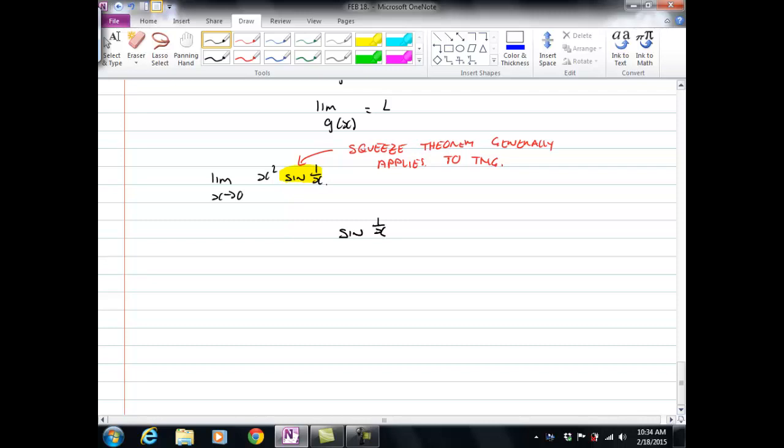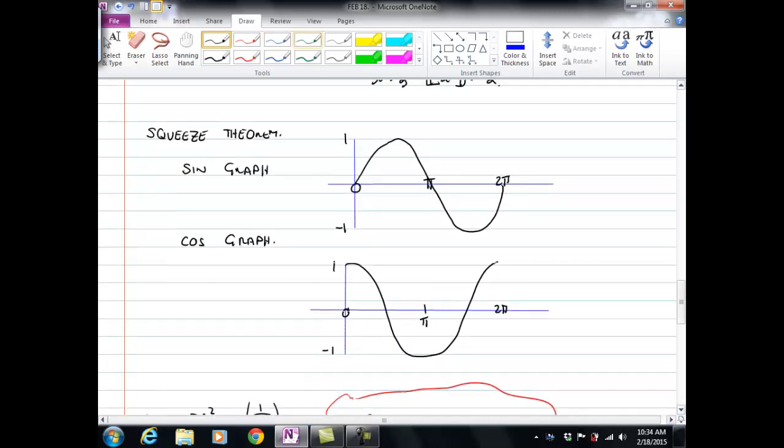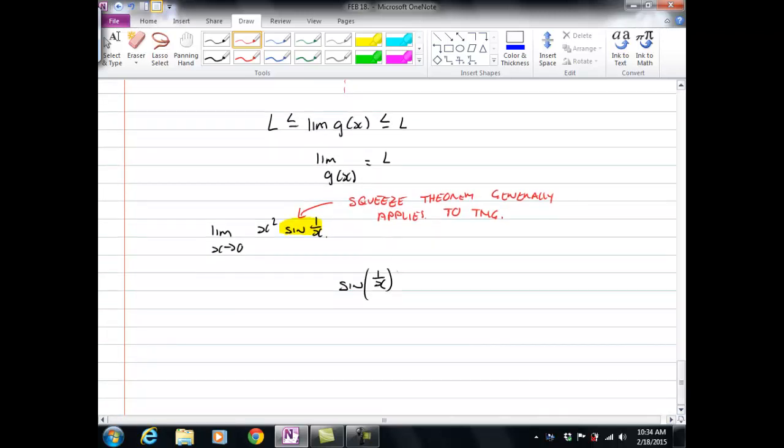If I look at a sine graph, here's my sine graph. The highest point a sine graph can reach is 1. The lowest point a sine graph can reach is negative 1. So I know that sine is going to be less than or equal to 1, but also greater than or equal to negative 1. That's a fact from what you just drew. But this expression and this one are different because why? There's this x squared here. That's the only thing that's different.